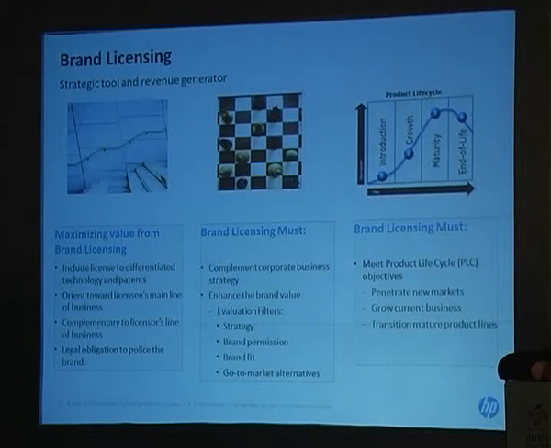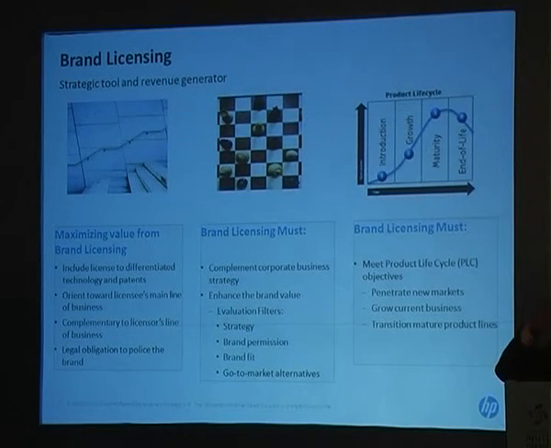And of course, we can talk about the whole product life cycle and different examples of brand licensing at different phases. So for example, if you want to get into a new market in the introduction phase, we look into brand licensing, and one example is paper. So with printers goes paper, and HP is not a paper manufacturer, but we wanted to get into that business, and that's how we started with brand licensing in the paper market.